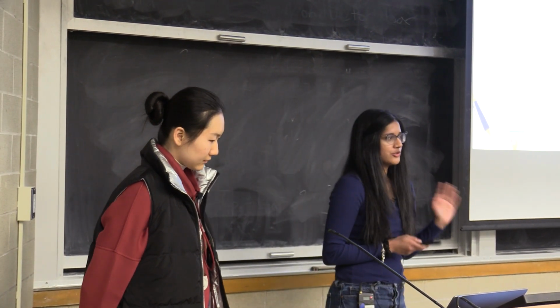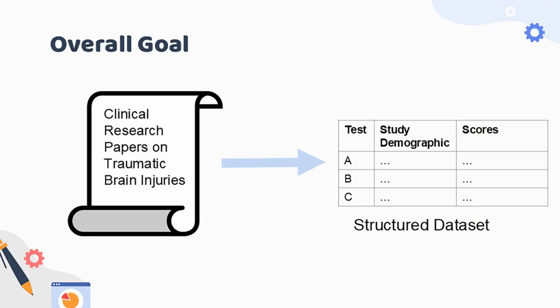So first, let's go over the overall goal. Our goal is to take clinical research papers on traumatic brain injuries and then convert them into a structured data set that has information on each and every cognitive study or cognitive test that was performed within the study.